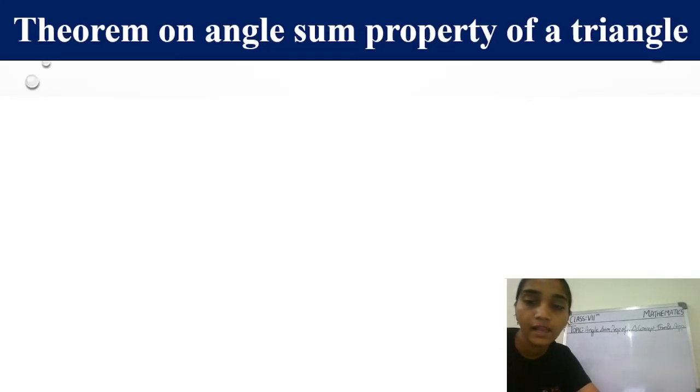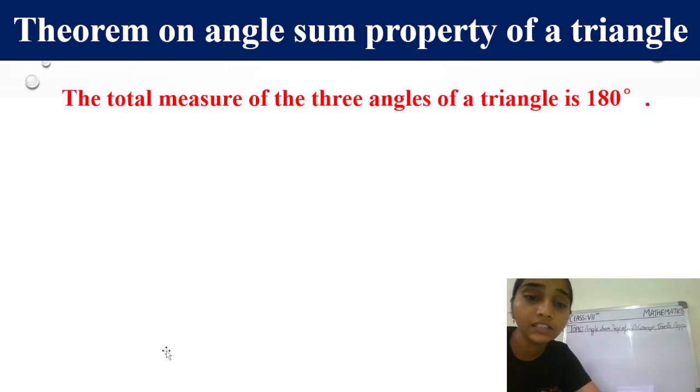And what is the theorem stating? Yes, let us see what the theorem actually states. It states that the total measure of the three angles of a triangle will be equal to 180 degrees only. So now are we clear that the total measure will be 180 degrees? Yes, it will be 180 degrees. So students, just a second.